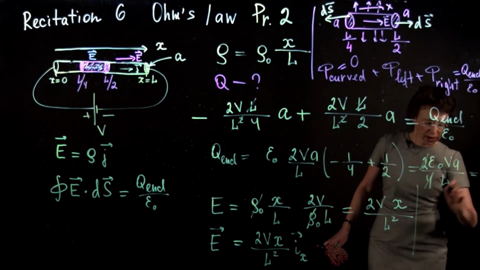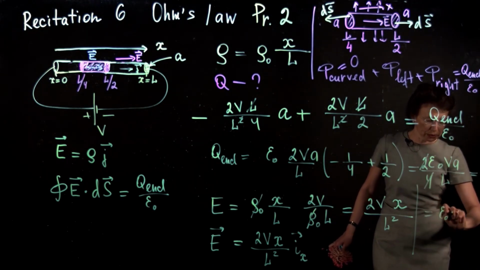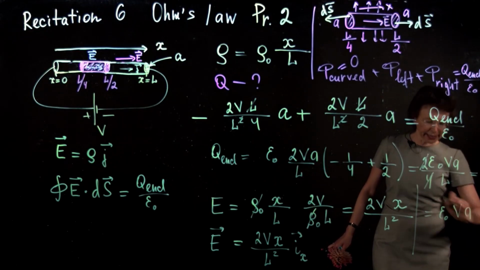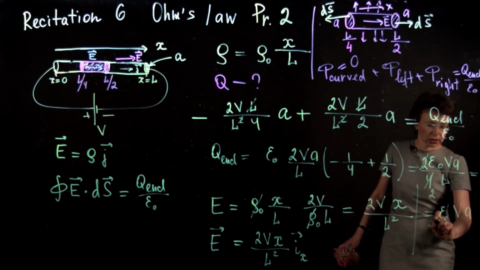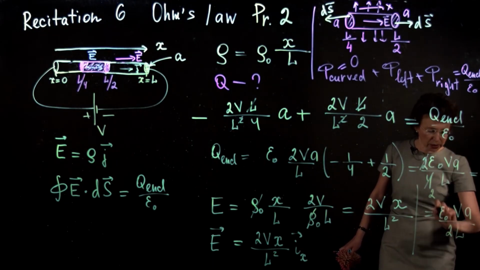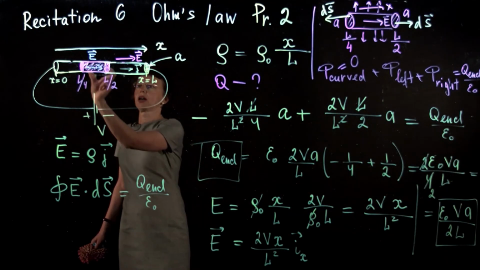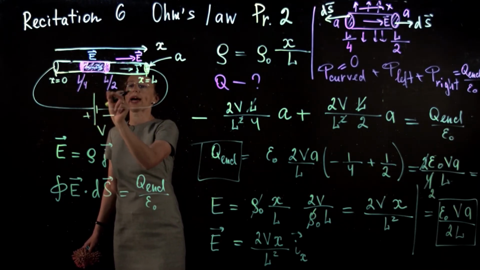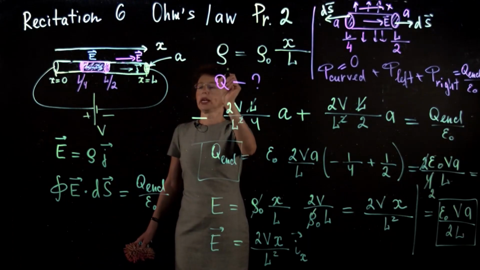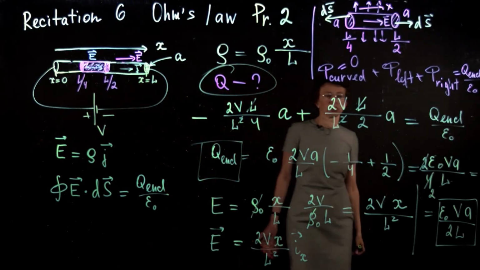What will be my final answer for the charge enclosed by the surface? It will be epsilon naught VA divided by 2L, since 4 here, 2 is left. So this is the charge enclosed by this cylinder, this piece of this wire between L over 4 and L over 2. So we found the charge using Gauss's law.